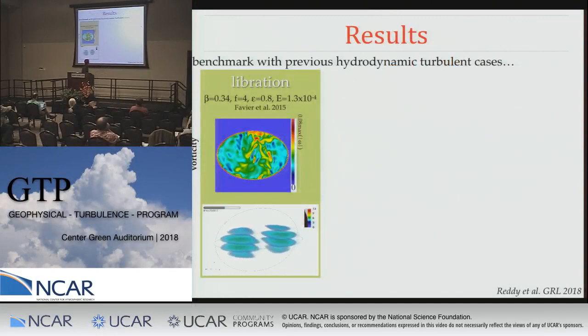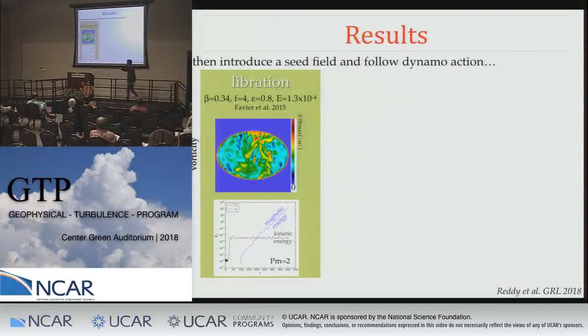Okay, so how do we do it? First we run only the hydrodynamic part of the code that you see here. This is again the libration case, work of Benjamin Favier. And once the kinetic energy reaches a quasi-stationary steady state, we introduce a seed magnetic field and we look at the growth or not of the magnetic field depending on the magnetic Prandtl number.